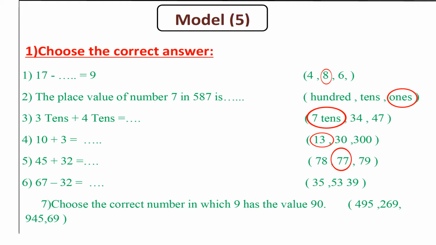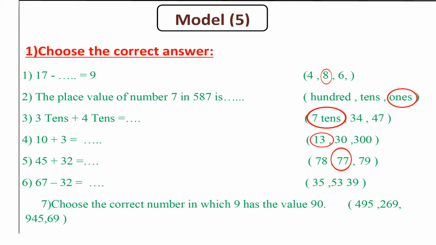Okay, next one, number 6. 67 minus 32. How will we do it? I will start from ones. 7 minus 2, I will count from 2 and stop at 7. After 2: 3, 4, 5, 6, 7. Stop. How many fingers do we count? We count 5. So in ones we have 5.